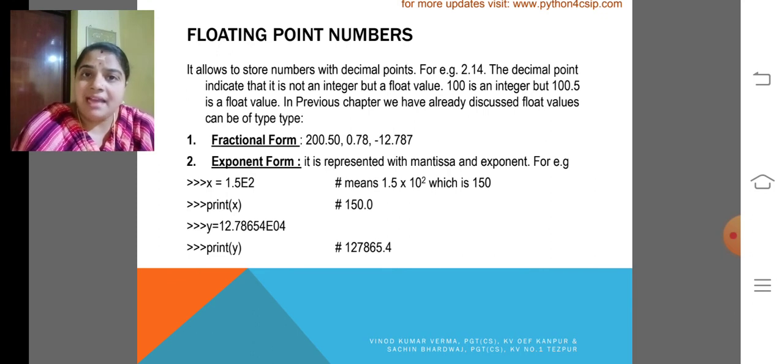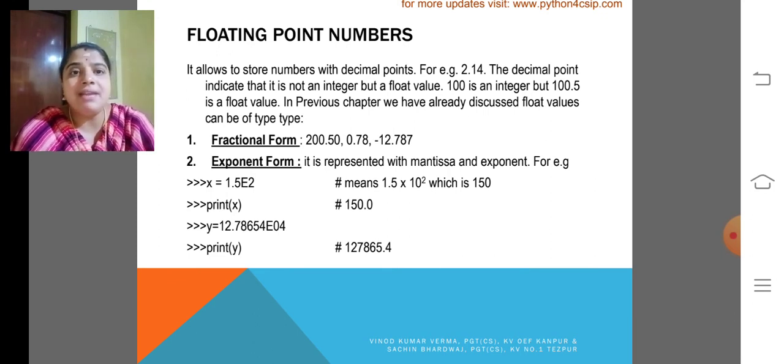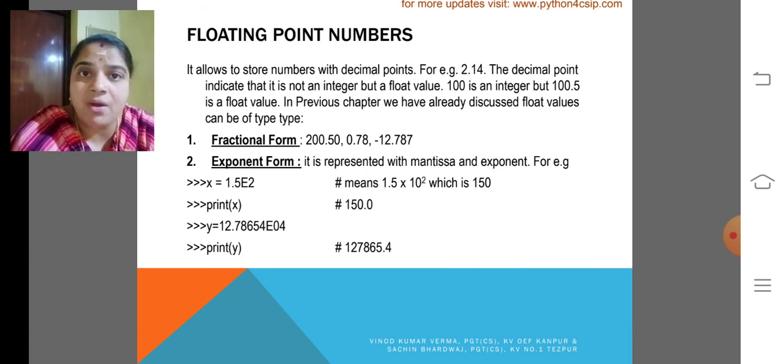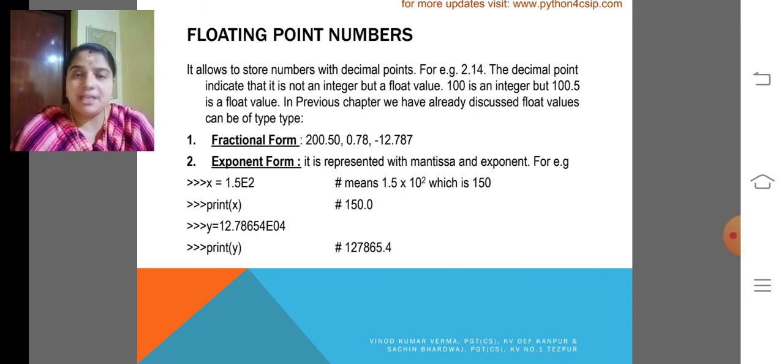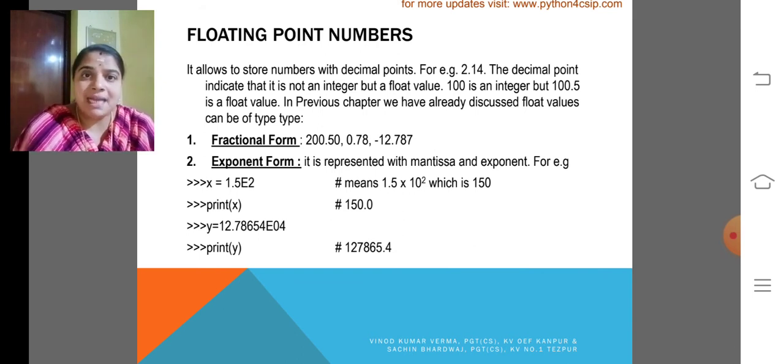What will be the value of y? 12.78654 E04. That means what? Here we are trying to print the E value, that is the exponent form value. We will get 1,27,865.4. Like that only we are getting the value, my dear children. So once again I am reminding, for numbers we have integer and floating point numbers in Python.